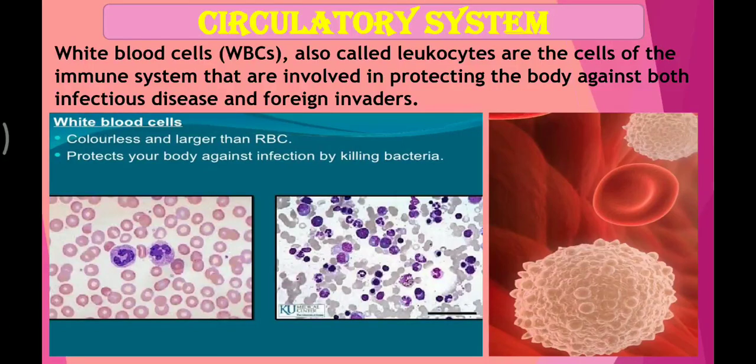So what do we call them? RBC is important to carry oxygen and it gives red color, whereas white blood cells are important because they are the soldiers of our body. Colorless and larger than RBC. They are bigger than RBC. They are colorless, and we call them white because they are colorless. They protect your body against infection by killing bacteria. Most viruses it doesn't, because antibodies will be produced. It fights against bacteria.